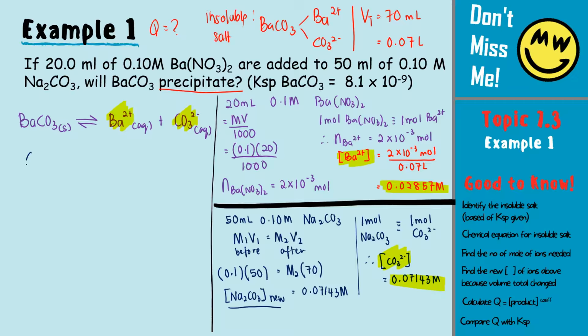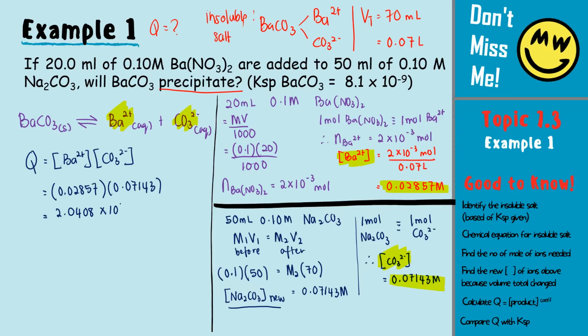Then next, you are going to write the formula of your Q, where your Q over here will be equal to your barium 2+ multiplied by the CO3 2-. Substitute in the values that you have just calculated: for barium 2+ concentration, 0.02857, and the other concentration is for your carbonate, which is 0.07143. And from that, you will be able to get your Q value. Your quotient calculated is 2.0408 times 10 to the power of negative 3.